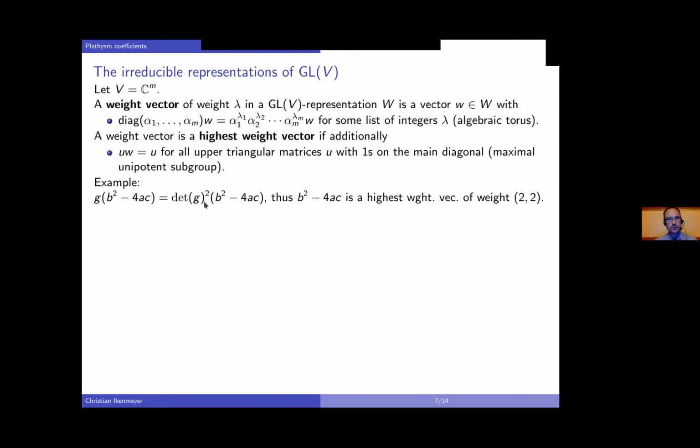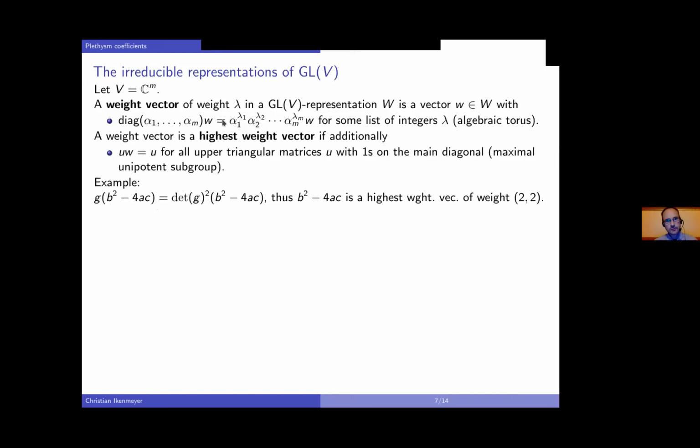So let's just check. If you have a 2 by 2 diagonal matrix, with an alpha 1 and an alpha 2 on the main diagonal, and you apply that to the discriminant, what happens is that the discriminant rescales with the square of the determinant. But the determinant of a matrix that has alpha 1, alpha 2 on the main diagonal and the rest zeros is just alpha 1 times alpha 2, so squared that gives alpha 1 squared times alpha 2 squared.